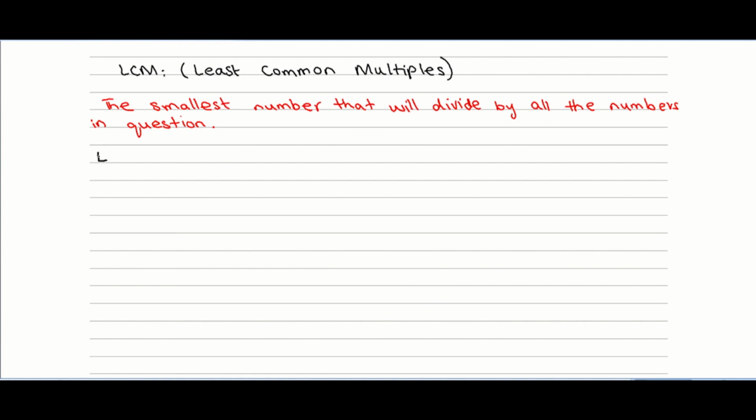Let's start with an example question. Find the LCM of 12 and 15. Whenever we are finding the LCM of numbers, the first thing we need to do is find the prime factors of the numbers that we are given.